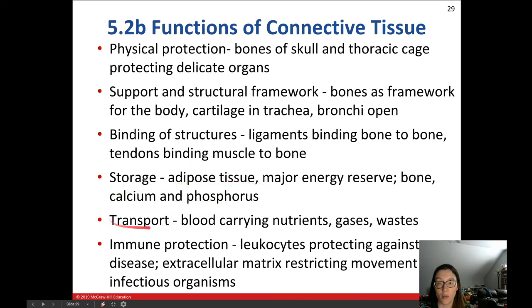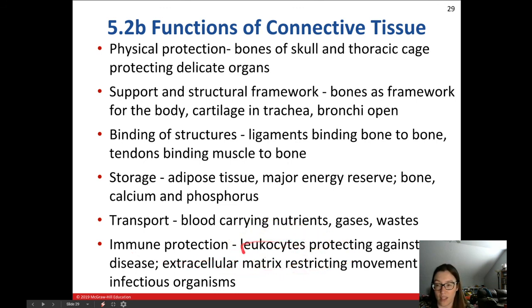So transport, our blood specifically is going to transport things. So it carries our nutrients and our gas and our wastes. And then finally, immune protection. So some of our connective tissue is going to be forming like our lymph nodes and things. They're really important sites of protection.